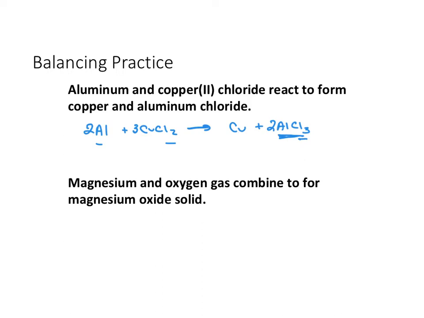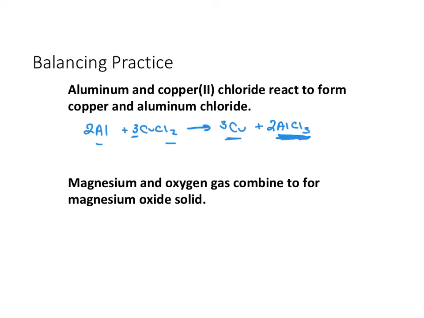I now have 2 aluminums on this side, so I need to put a coefficient of 2 there. Now I'm going to come over here, and if I look at the coefficient of 3 there, that means I have 3 Cus on the left-hand side of the arrow, so I'm going to end the balancing with 3 Cus on the right-hand side. Notice I started with the most complex and ended with the least complex.